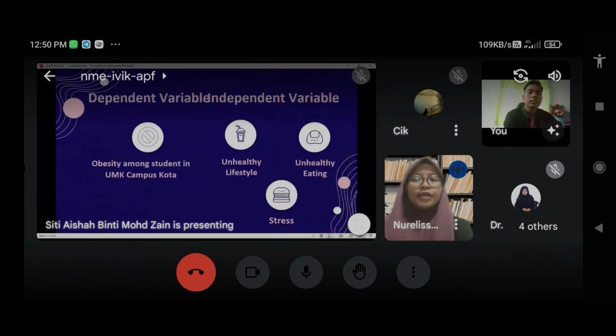Next is literature review. There are two types of variable. First is dependent variable and second is independent variable. The dependent variable is the effect. It depends on change in the independent variable, while the independent variable is the cause. It is independent of other variables in our study. Dependent variable of our study is obesity among students in UMK campus quota, and independent variables are unhealthy lifestyle, unhealthy eating, and stress. Next.